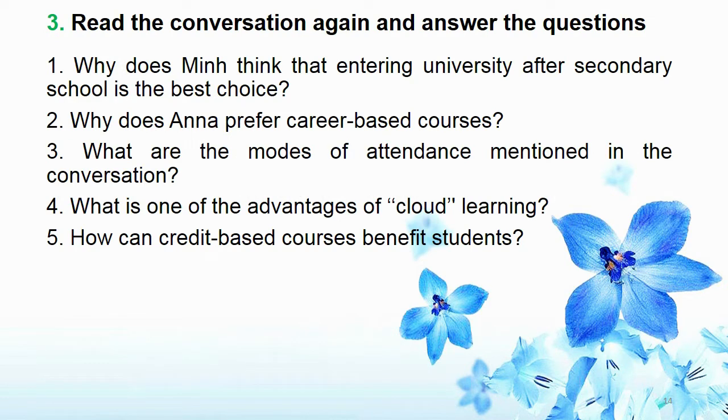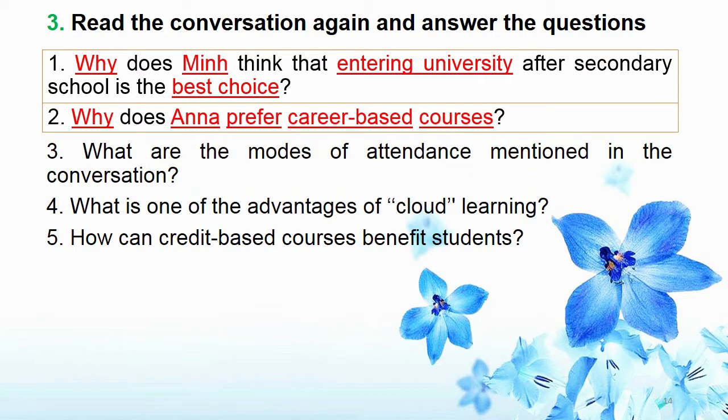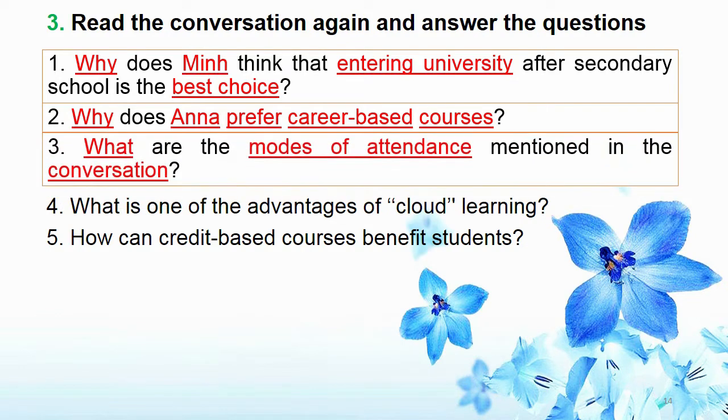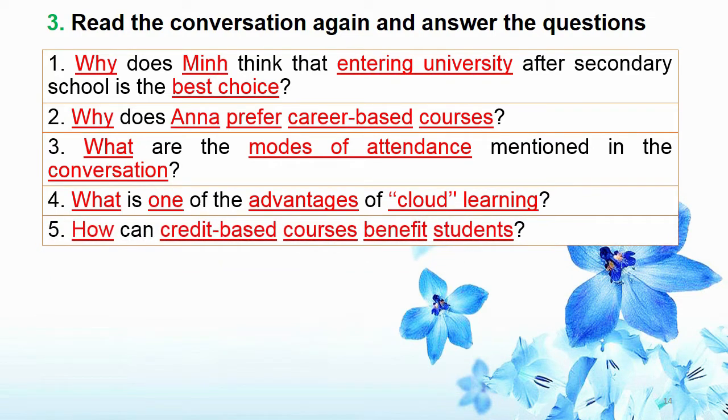Now we move to activity number 3. Read the conversation again and answer the questions. Before finding the answers to the questions, I want you to underline keywords first. Number 1. What are the keywords? Can you tell me? They are why, Ming, entering university, best choice. Number 2. Why Anna prefer career-based courses. Number 3. What modes of attendance conversation. 4. What advantages cloud learning. And the last one, how credit-based courses benefit students.